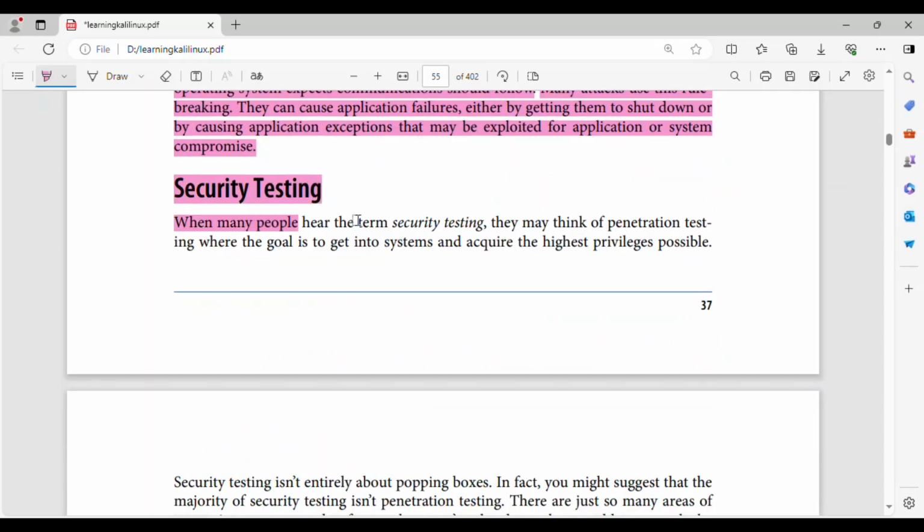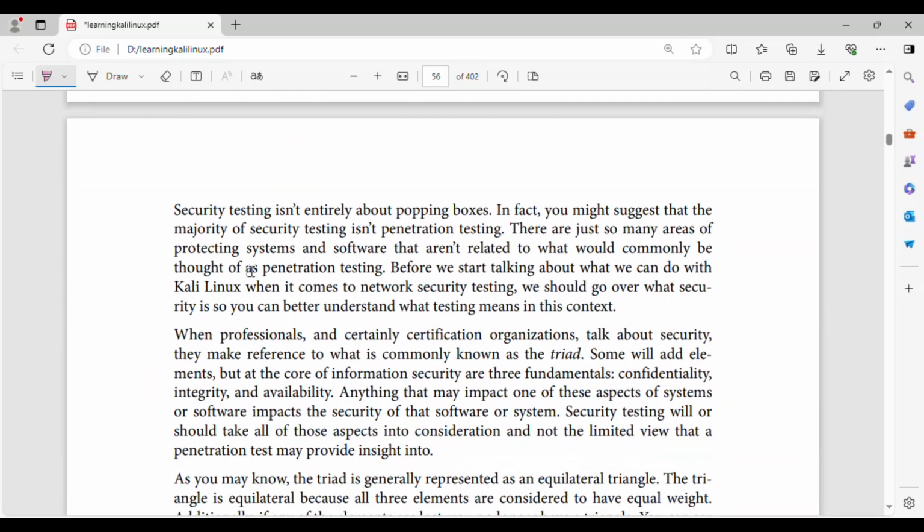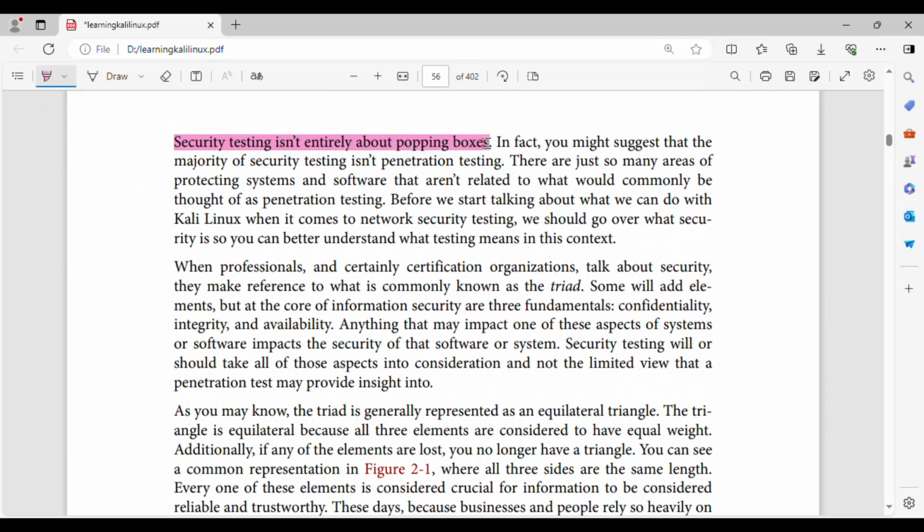Security testing. When many people hear the term security testing, they may think of penetration testing, where the goal is to get into systems and acquire the highest privileges possible. Security testing isn't entirely about popping boxes. In fact, you might suggest that the majority of security testing isn't penetration testing. There are just so many areas of protecting systems and software that aren't related to what would commonly be thought of as penetration testing.